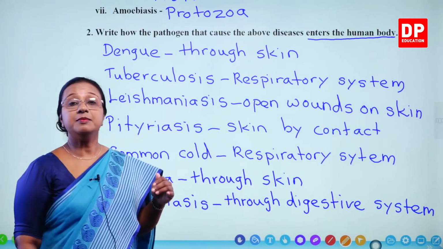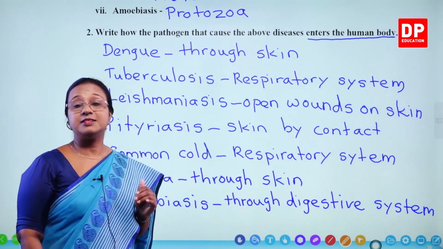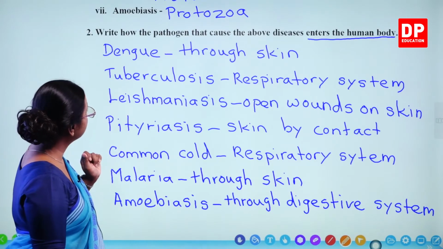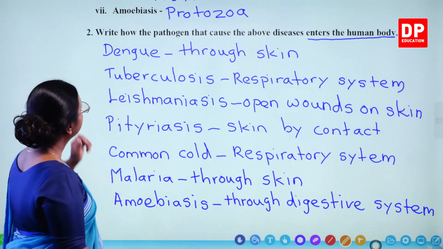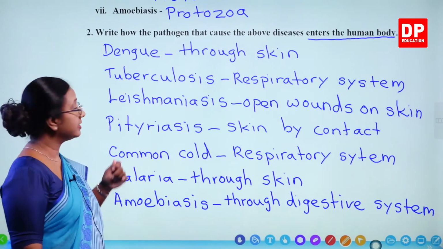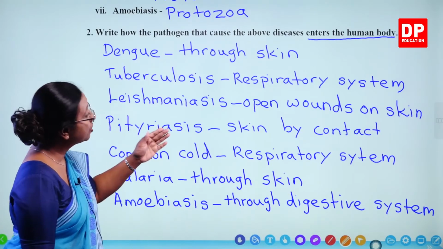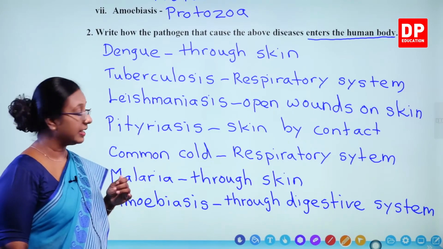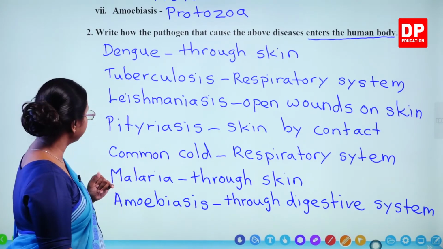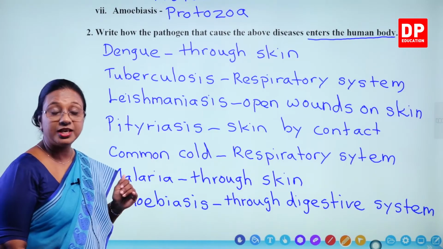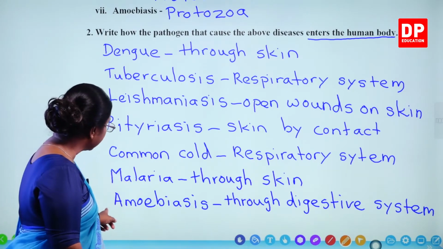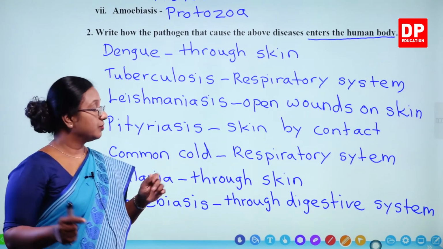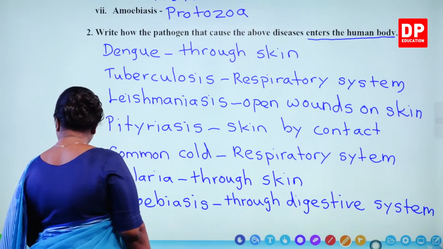So these are the methods by which these pathogens enter our body. So first one is dengue, that is through the skin due to mosquito bite. Tuberculosis through the respiratory system. Leishmaniasis, open wounds on skin. Pityriasis, skin by contact. Common cold through respiratory system. Malaria again through skin due to mosquito bites. And amoebiasis through the digestive system. So with that, I will move on to the next question.